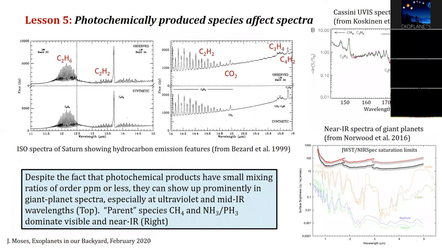All right, so lesson 5. Photochemical species affect the spectra. Even though some of these are, you know, parts per million at best, going to parts per billion, they do have spectral features. We need to know that if we're looking at exoplanet spectra. So this is ethane, acetylene, very strong features. I think it's Saturn from the Infrared Space Observatory. Even parts per billion type species produce spectra. You also see things in the UV that are photochemically produced. So anyway, keep that in mind.